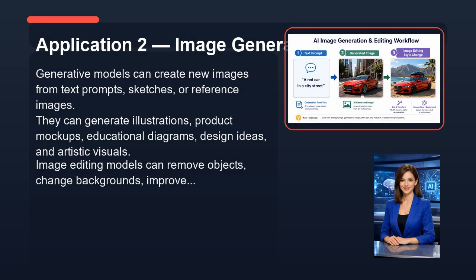Now let's look at Application 2, Image Generation and Editing. Generative models can create new images from text prompts, sketches, or reference images. They can generate illustrations, product mock-ups, educational diagrams, design ideas, and artistic visuals. Image editing models can remove objects, change backgrounds, improve quality, or transform styles. This is useful for designers, educators, marketers, creators, and researchers. In education, image generation can help explain abstract concepts visually. However, image generation should be used responsibly to avoid misinformation or misleading visuals.